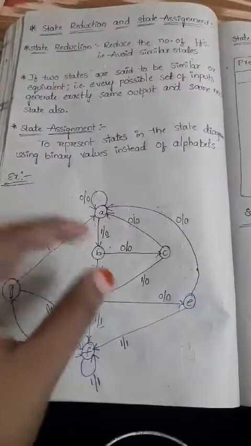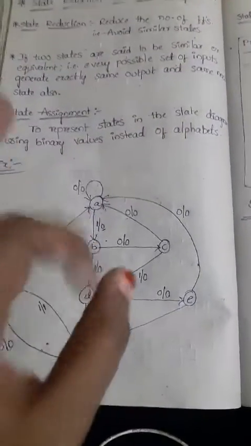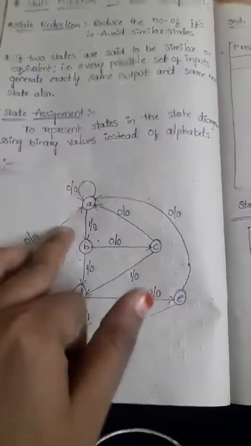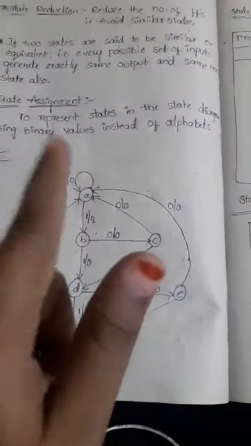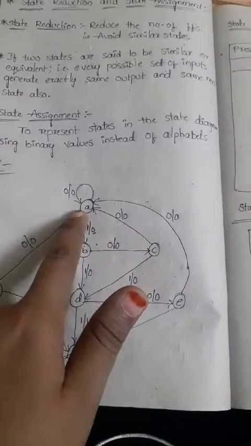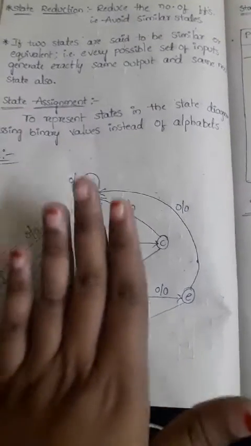So that means each state in the circle that we are having can be represented in alphabets in the state diagram. But when coming to state assignment, if you want to implement it, compulsorily the alphabets you are having will be replaced with binary values. Okay, so that is called the state assignment. So now we'll find its state assignment for the state table.